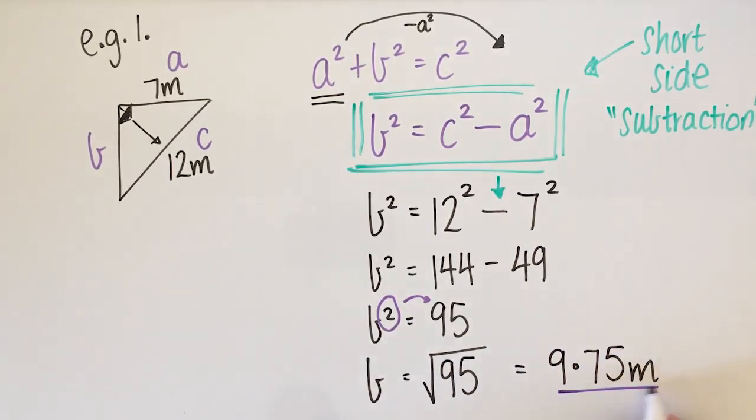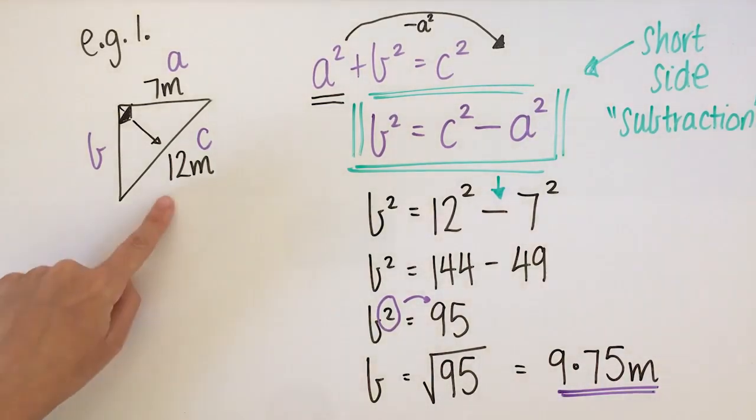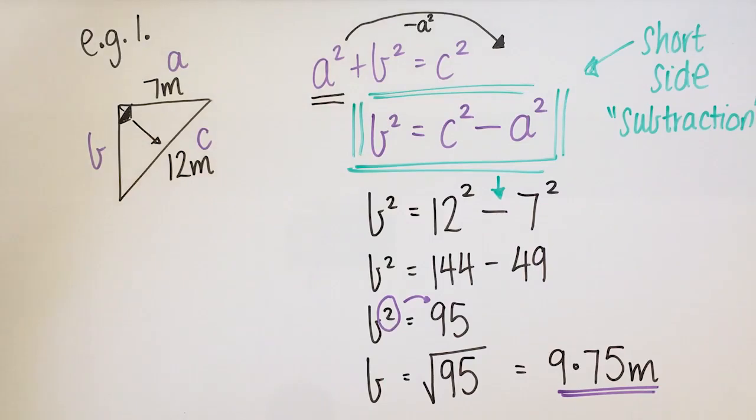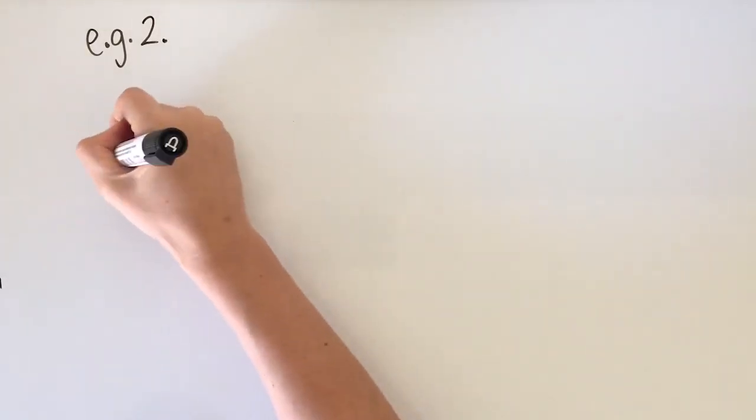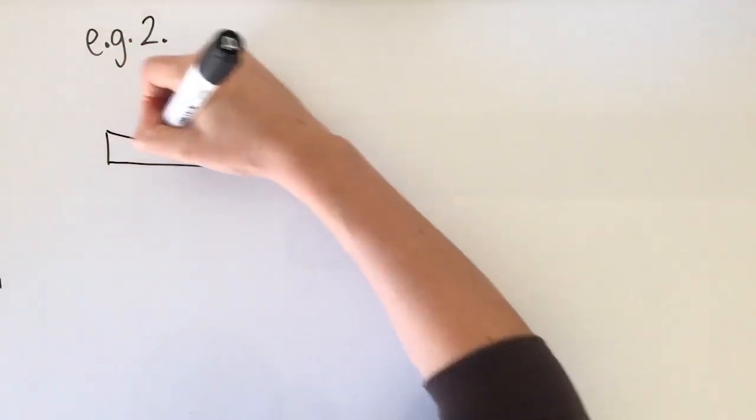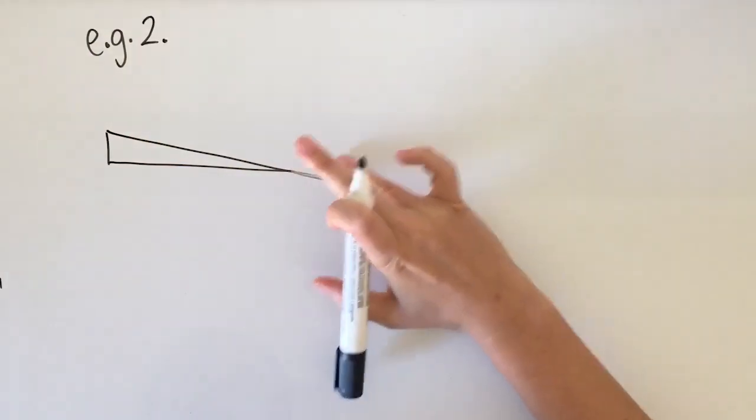Now remember, at the end, we have to pause and think, does this answer make sense? We said it has to be less than 12. That makes sense. If it had been something like 13, 14, 500, obviously we wouldn't have done it correctly. But 9.75 makes sense. Okay, for our second example, we're going to have a really funny looking triangle here.